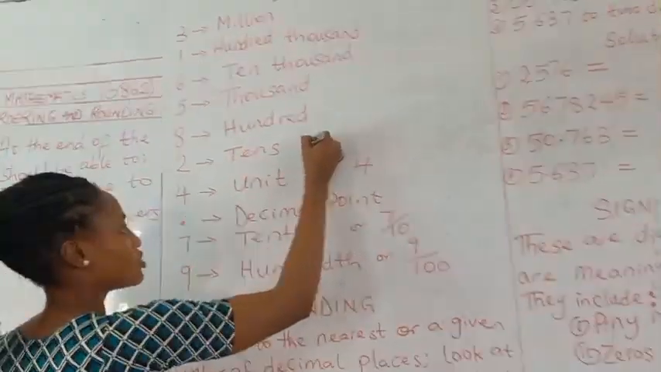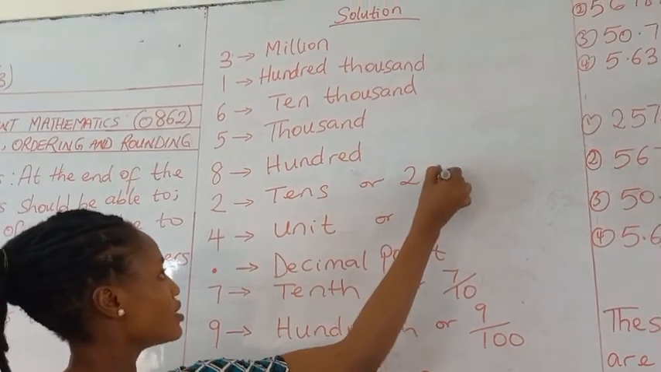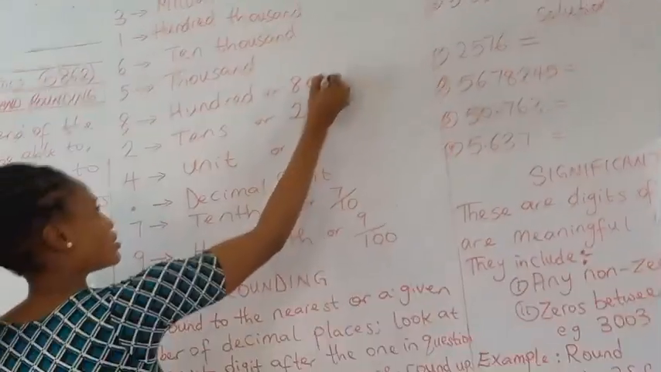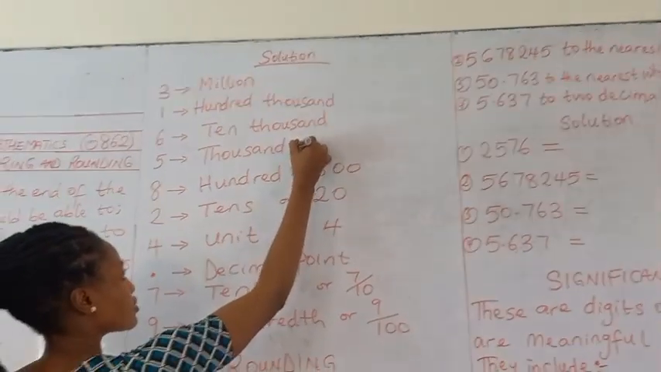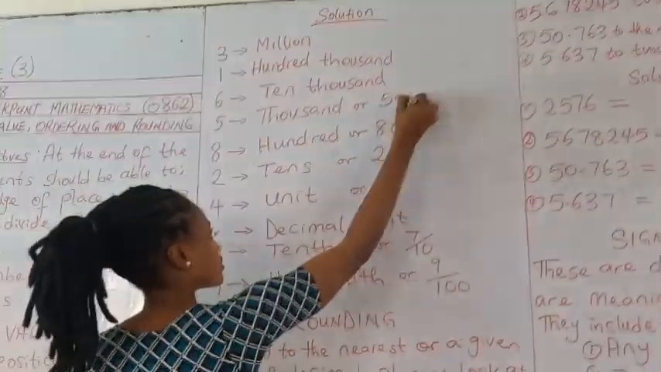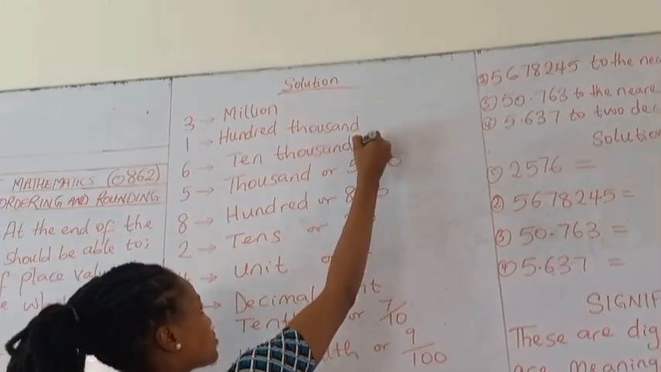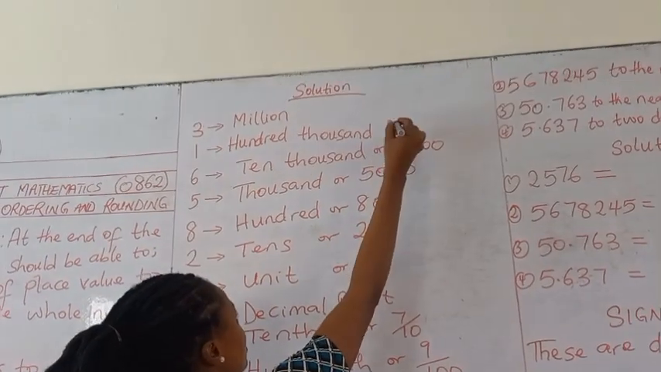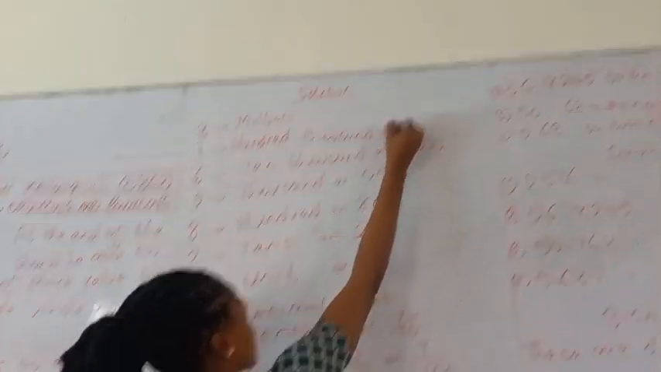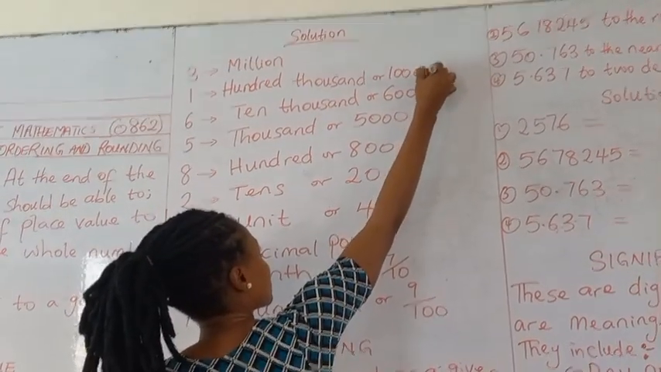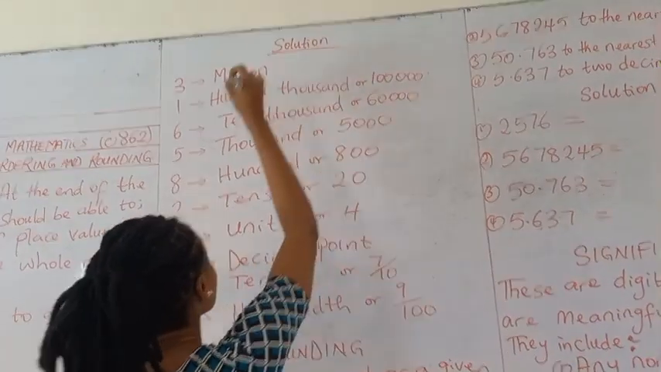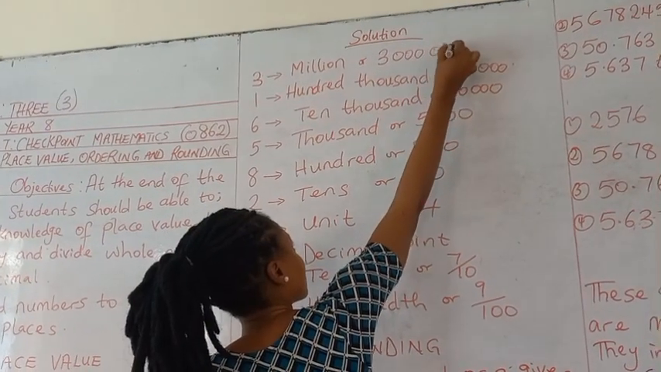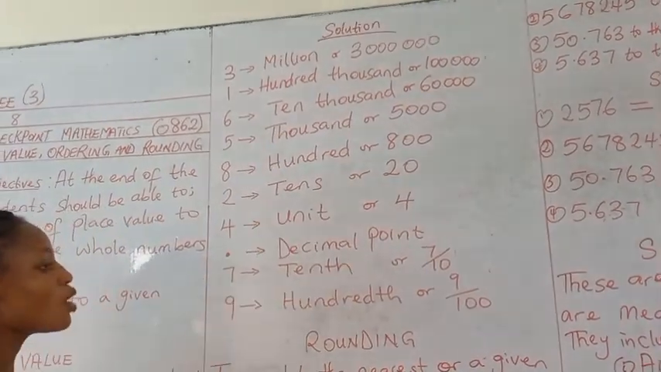4, that's 20, 210, 800, 5,000, 10,000, the same thing as 60,000, 100,000, then 3 million. That is all on place value.